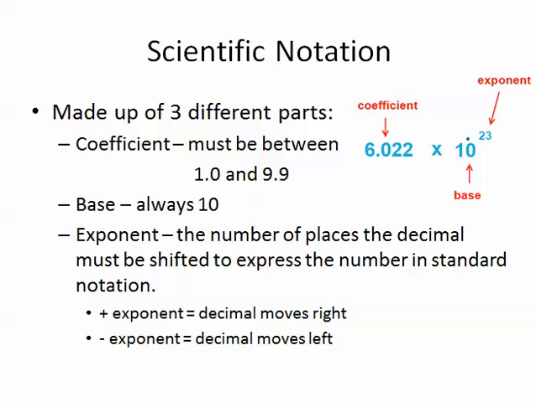The exponent is equal to the number of positions that we must shift our decimal in order to express it in standard notation. If this exponent is positive, that means our decimal would need to be shifted to the right, and if this exponent is negative, it means we would need to shift it to the left. Let's take a look at a couple examples.